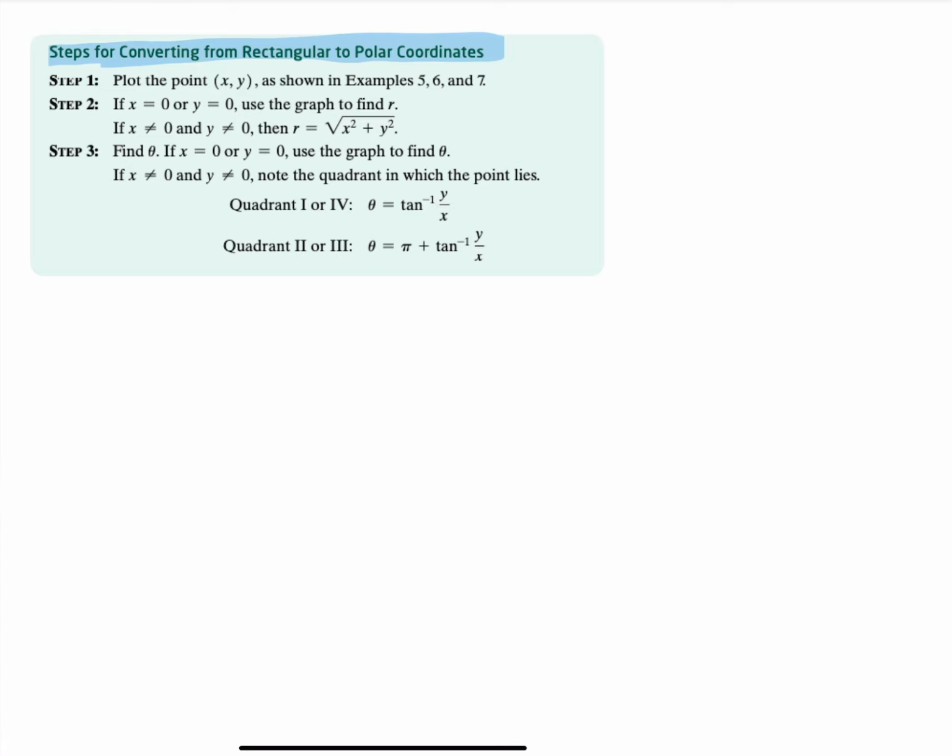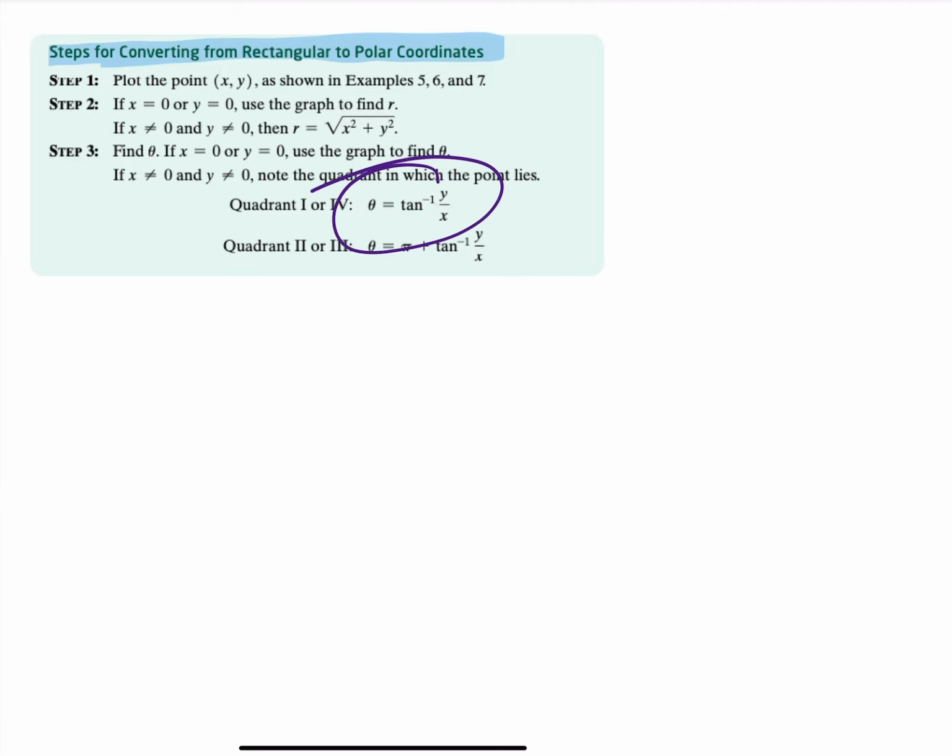If x or y equals 0, that means we're on one of the quadrantal angles. Then just use the graph to find theta. If we're over here, it should be pi. If we're down here, it should be 3 pi over 2. And we saw an example where it was pi over 2. And if they're both non-zero, note the quadrant in which the point lies, and that's what we've been doing.